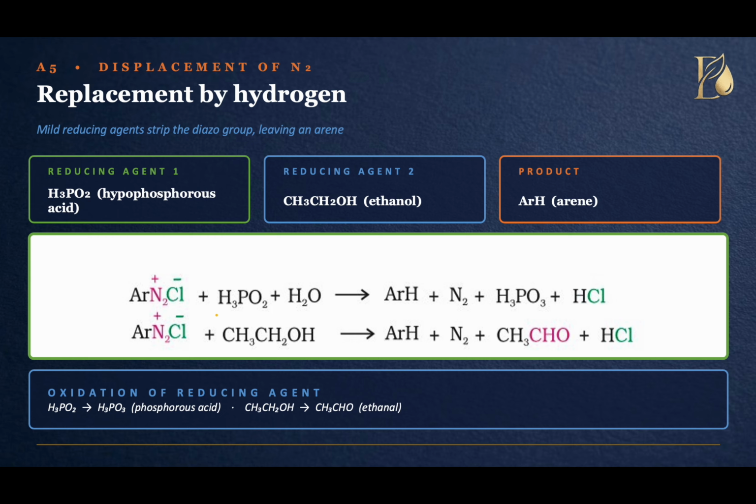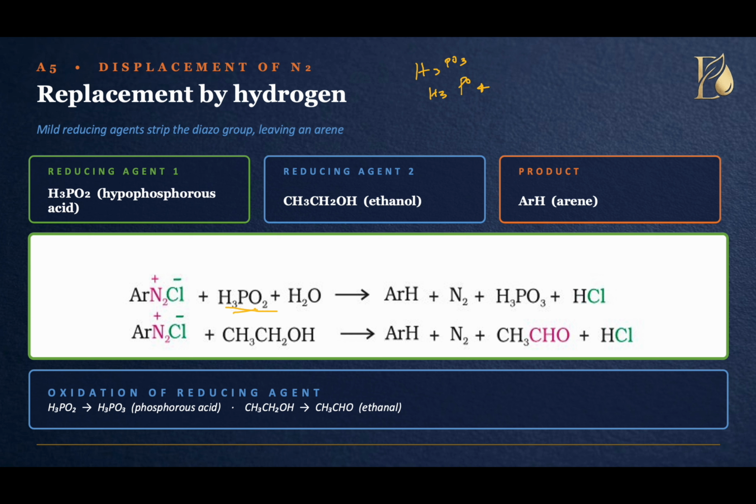So what is hypophosphorus acid? H3PO2. Don't be confused with the terms phosphorus acid and phosphoric acid. H3PO4 is phosphoric acid, H3PO3 is phosphorus acid, and here it is H3PO2, this is hypophosphorus acid.